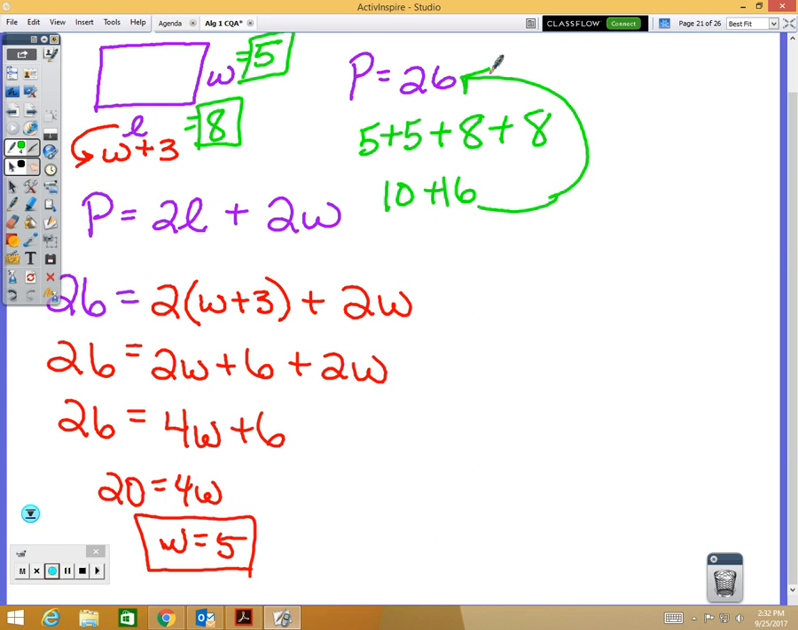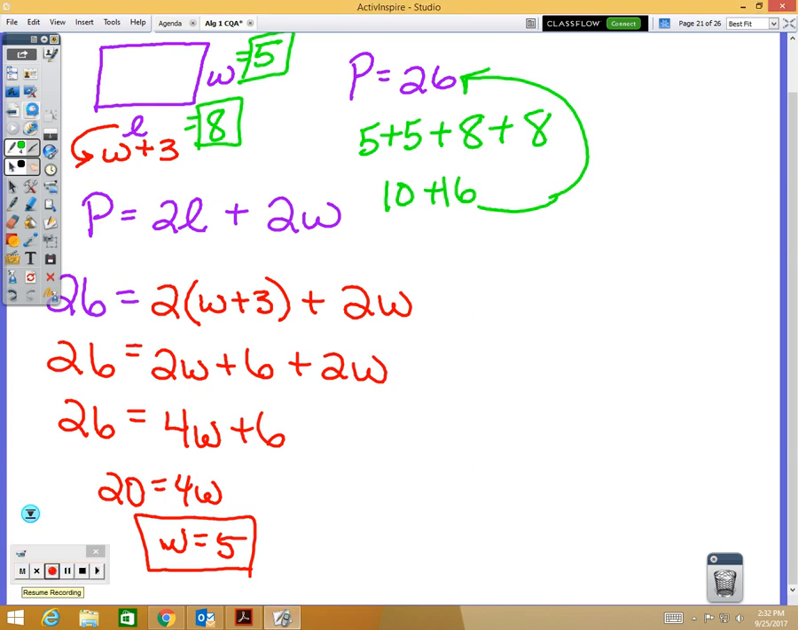Are there other ways to do it? Sure there are. But this is the algebra way to do it. So if you can figure out this problem another way, go for it. That's problem-solving skills, and that's fine.